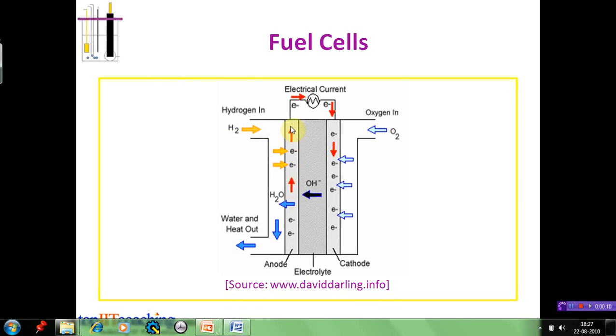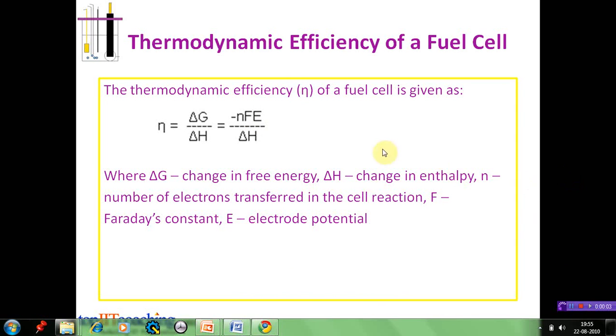This is a simple diagrammatic representation of fuel cell. Hydrogen enters from this inlet. This is the anode. Oxidation of hydrogen takes place into water here. This is the cathode and oxygen enters from this route. Oxygen is reduced into hydroxyl ions. The water that is formed and the heat that is evolved exits from this outlet. In the external circuit, the current flows from the anode to the cathode.